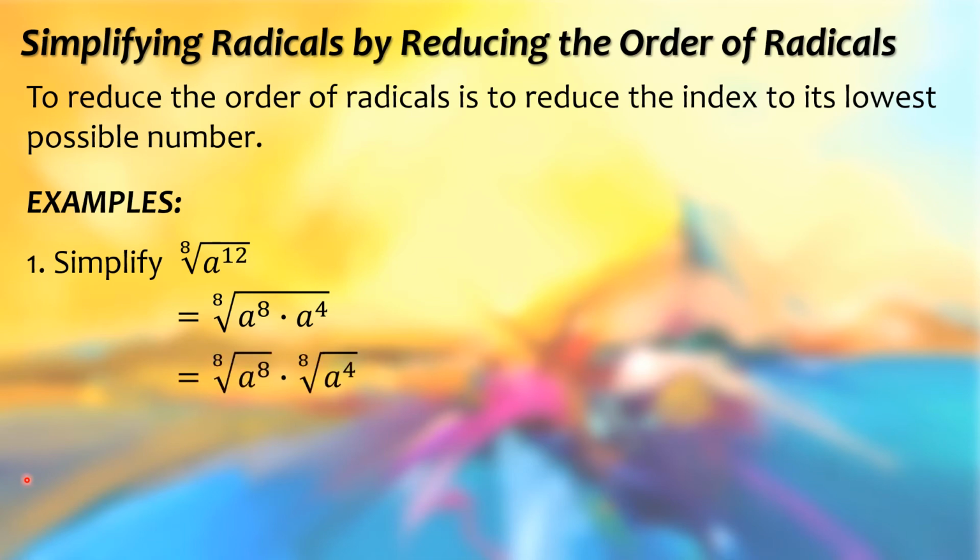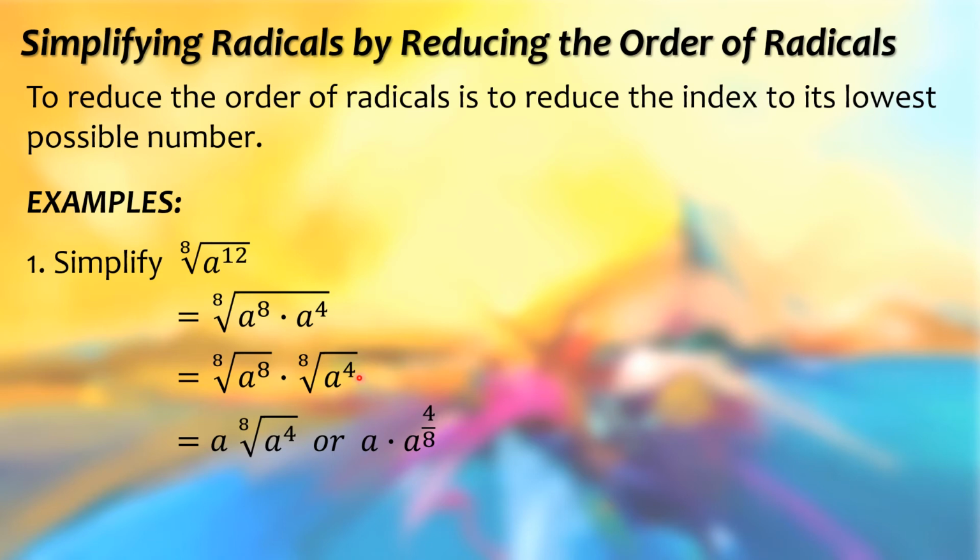Or pwede nating isulat as ganito, 8th root of a to the 8th times 8th root of a to the 4th power. And then, since may 8th root na ang a to the 8th, pwede natin yung ilagay as a, so ito na yon, times 8th root of a to the 4th power. Or, yung 8th root of a to the 4th power ay pwede natin gawing a raised to 4 over 8. Dahil ang 8th root of a to the 4th power ay pwede magkaroon ng fraction na exponent.